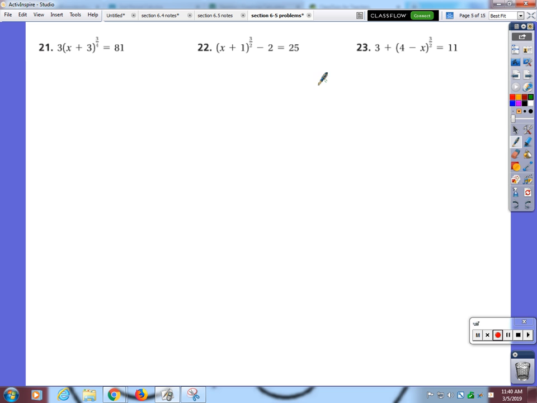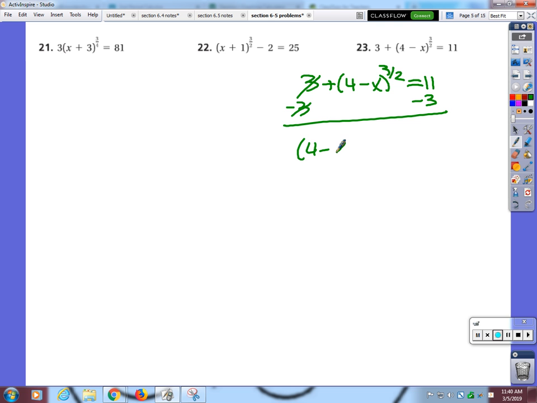Okay. So for 23, we're going 3 plus 4 minus x to the 3/2 equals 11. All right, what's my first move? Minus 3 from both sides, because I need to get the root by itself. And then how do I get rid of the exponent? Raise it to the reciprocal power. So then 4 minus x equals the cube root of 8 is 2, and then 2 squared is 4.